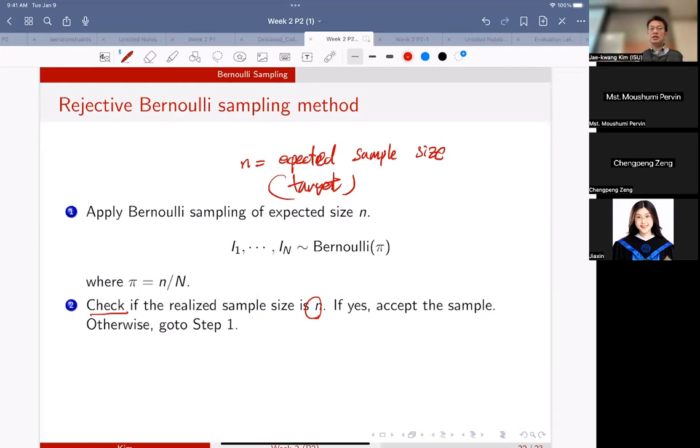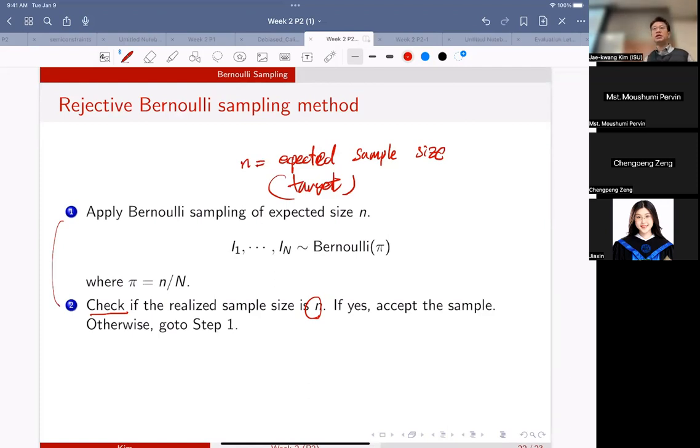So if you do this two-step procedure, then finally you will get a sample with a sample size n. And their sampling probabilities are all equal, right? Because you use the Bernoulli sampling in the beginning. And then intuitively, it should be equal to simple random sampling, right?